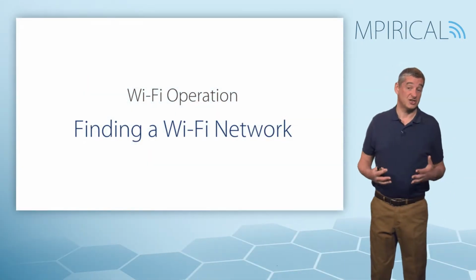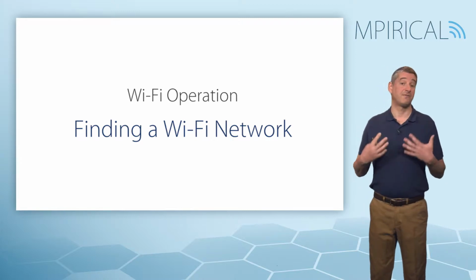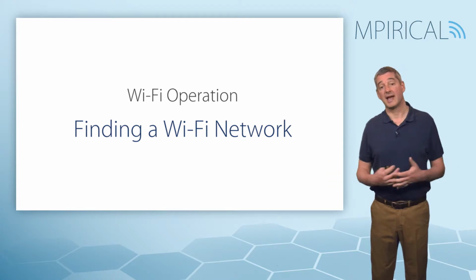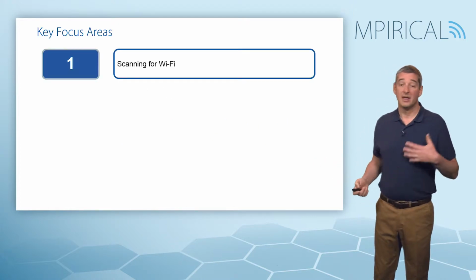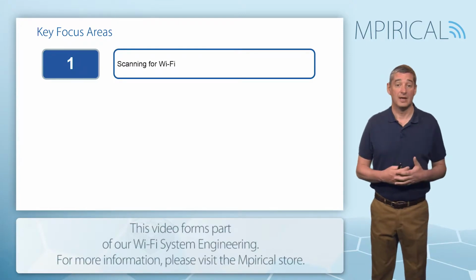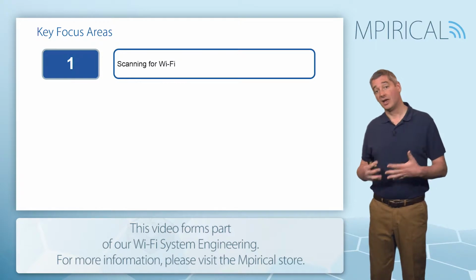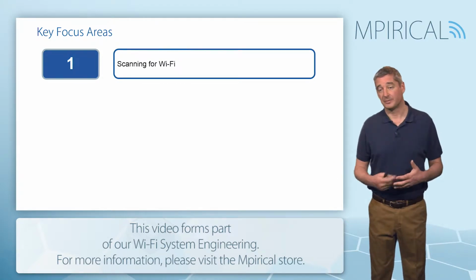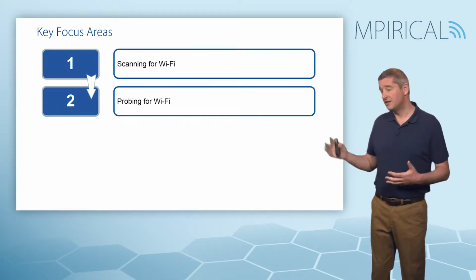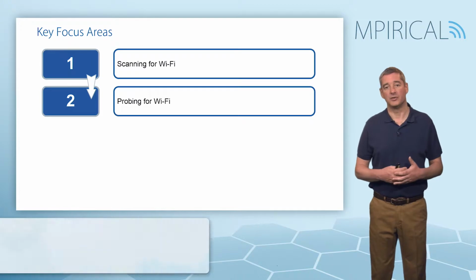Before a station can actually start to transmit information across the wireless medium, it must first find a suitable Wi-Fi network. And in this video, we're going to explain how this takes place. Therefore, we're going to begin by explaining the concept of scanning for Wi-Fi. This is one of the methodologies by which the station can build up a picture about the available Wi-Fi networks. We'll then move on and look at the probing for Wi-Fi methodology. This is typically the one that most phones, tablets and computers will use.